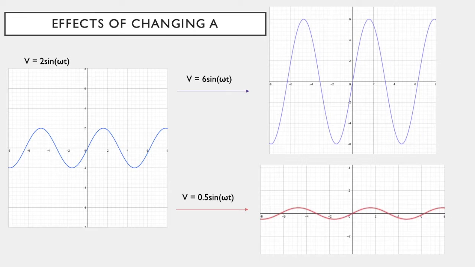So first, we can see that changing the value of A does what you expect and alters the amplitude of the waveform, increasing or decreasing the peak voltage.